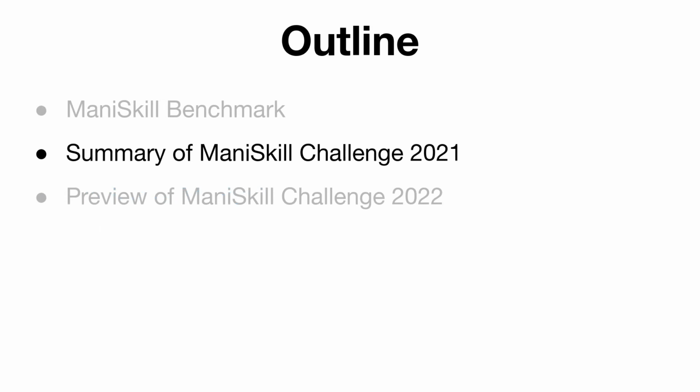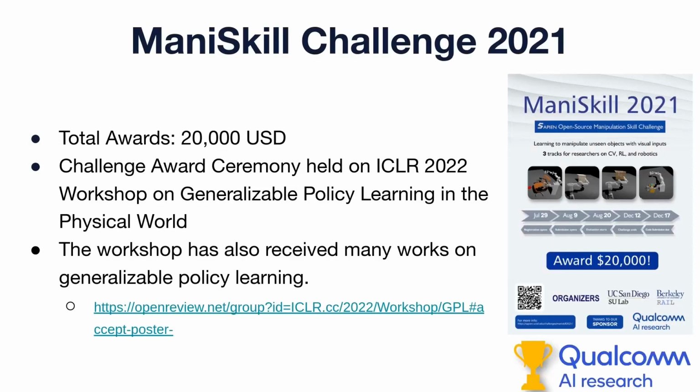Next, let me give a summary of the ManiSkill Challenge 2021. In ManiSkill Challenge 2021, we have given out a total of $20,000 of awards, and we prepared 3 challenge tracks to accommodate participants with different backgrounds, such as computer vision, reinforcement learning, and robotics. The challenge award ceremony was held at the ICLR 2022 workshop, Generalizable Policy Learning in the Physical World. This workshop has also received many works on generalizable policy learning, which can be accessed through the link here.